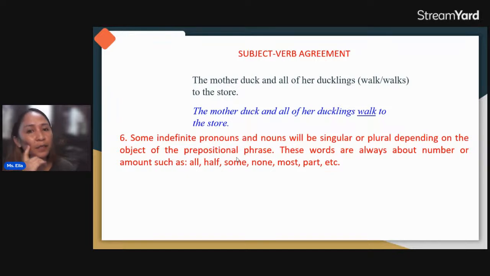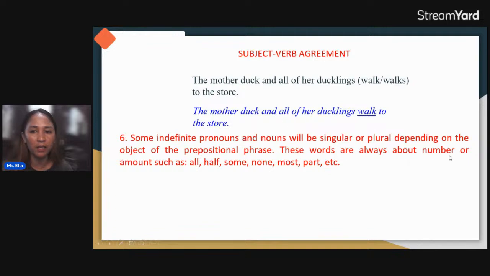There are some indefinite pronouns and nouns that will be singular or plural depending on the object of the prepositional phrase. These words are always about number or amount, such as all, half, some, none, most, part, etc. Aside from that, here our subjects were joined by the word and. So technically, even though there's no such thing as an indefinite pronoun, it is still a plural subject, which means it will take a plural verb.